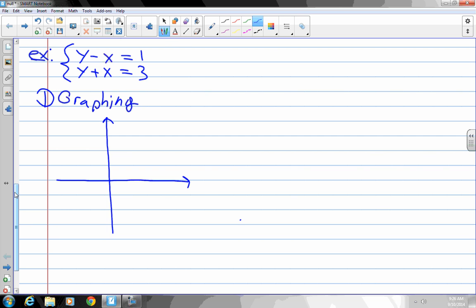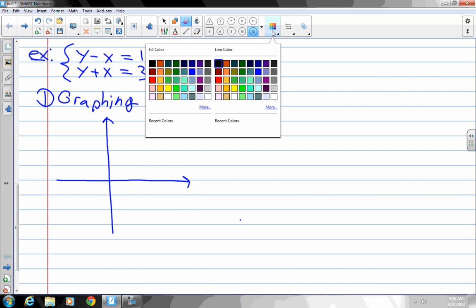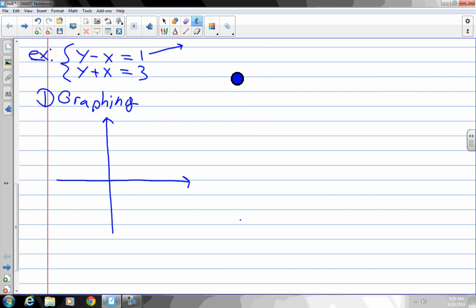So the first equation, I can graph it really fast. I can just find the x-intercept and the y-intercept. And the way you do that, let me show you. Let me get all fancy here.